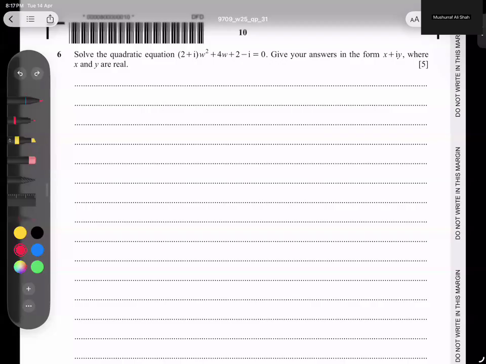Question number 6, we have now to solve the quadratic equation, this one. We have to convert it into this form. If I ask you, what is A? A value is 2 plus iota. What is B? B value is 4. And what is C? C value is 2 minus iota. Now I'm going to apply the quadratic formula, but don't write Z, because we use W for this complex number, so I will write W here. Mostly we write Z here.